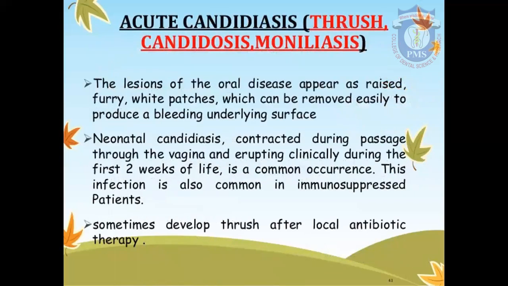Next, we'll see about acute candidiasis. Acute candidiasis, otherwise known as thrush, candidosis, or moniliasis. This form of candidiasis classically presents as acute infection. It is commonly seen in the extremes of age, immunocompromised patients, especially in AIDS, diabetics, patients on corticosteroids, prolonged broad-spectrum antibiotic therapy, hematological, and other malignancies.